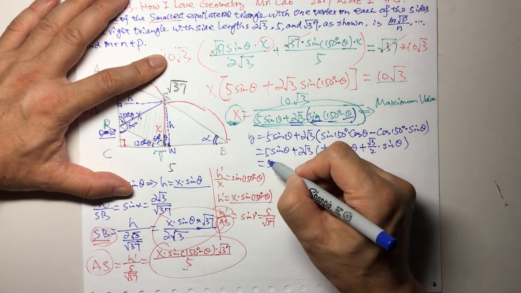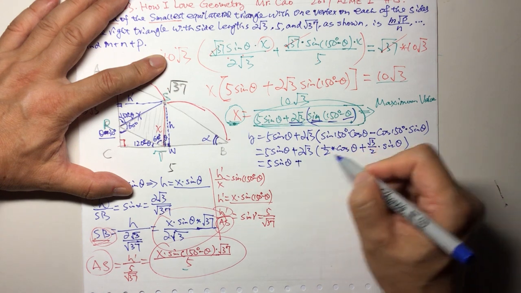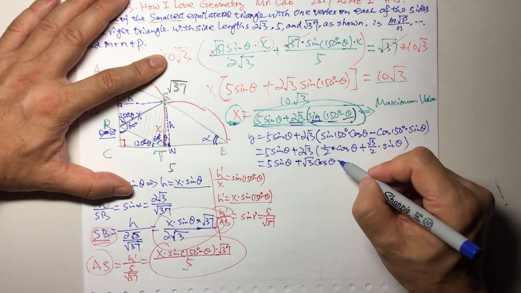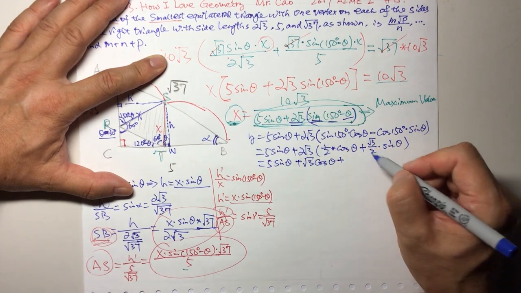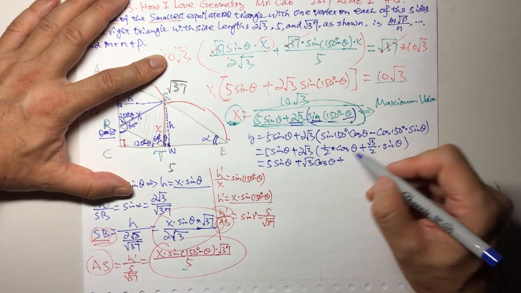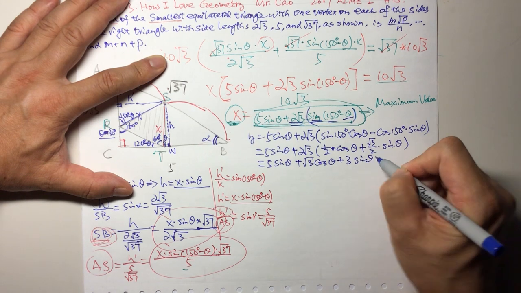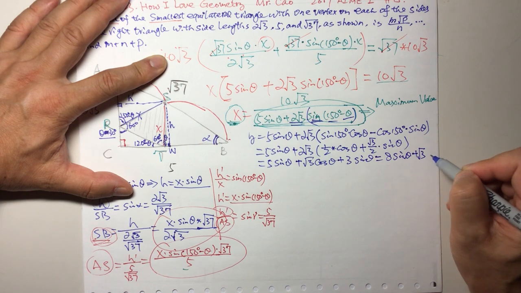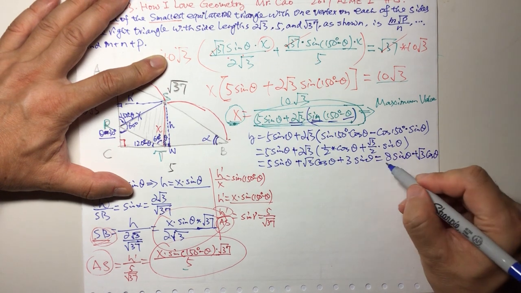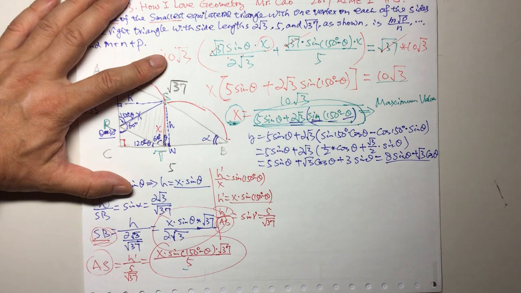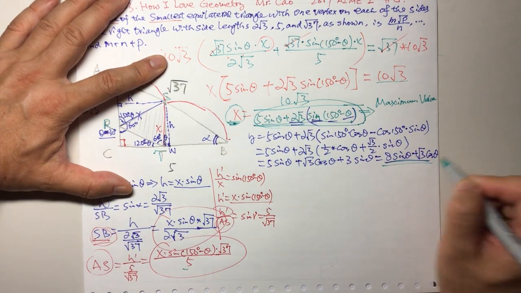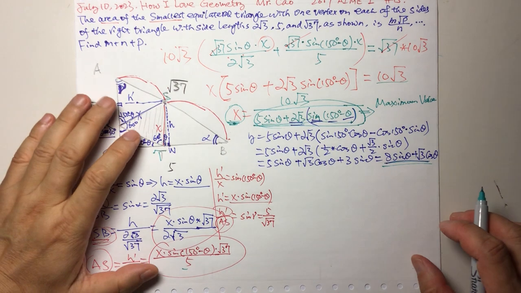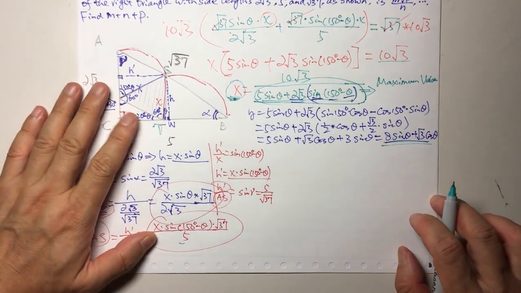So 5 sine theta plus square root of 3 cosine theta, and plus this 2 times the square root of 3 squared, so it's 3 sine theta. So we got 8 sine theta plus square root of 3 cosine theta. Now we want to find the maximum value for this one. Here we should use some technology, some skills to find this.